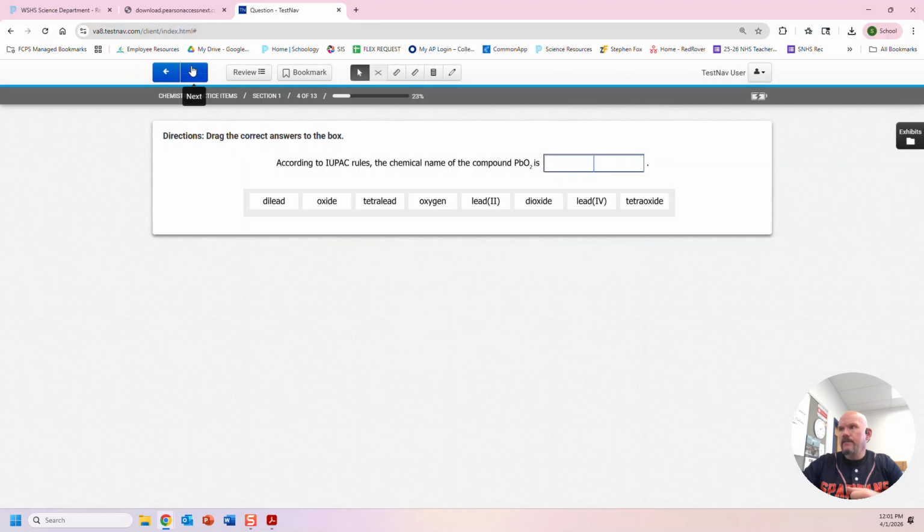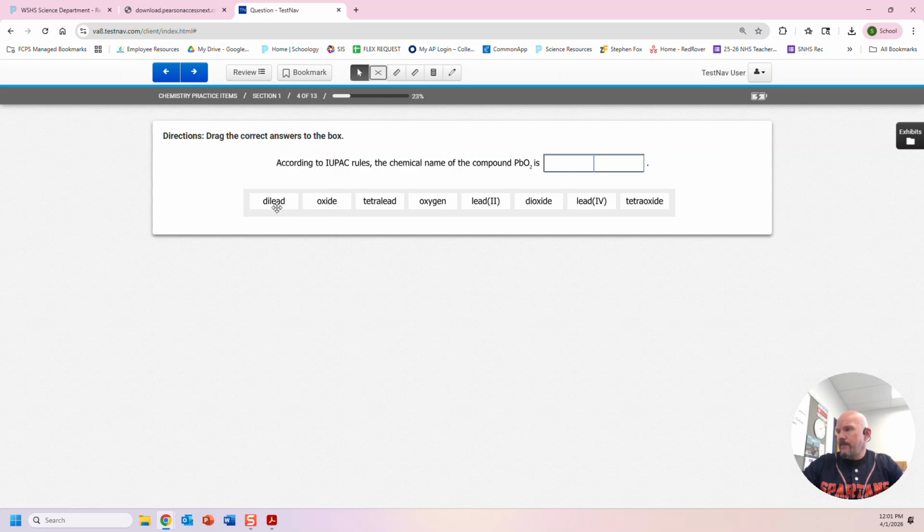So we go to the next one. All right. So here we got to click and drag. Now I can't use my elimination tool, but we just have to name this compound PbO2. And so the first thing we have to do is recognize that it's an ionic compound. It's not a covalent compound, right? So I know I'm not going to use tetra. I know I'm not going to use di. We don't use mono, di, tri, tetra. Those are for covalent compounds.